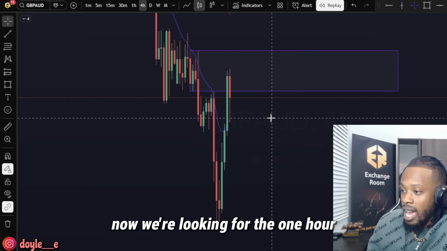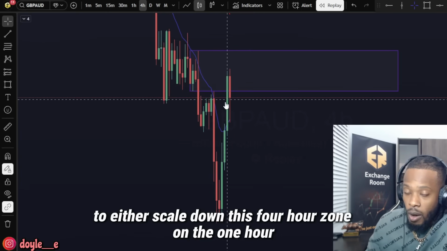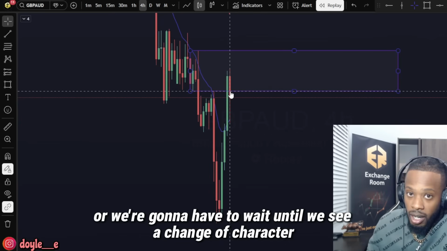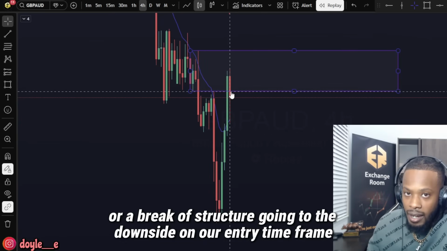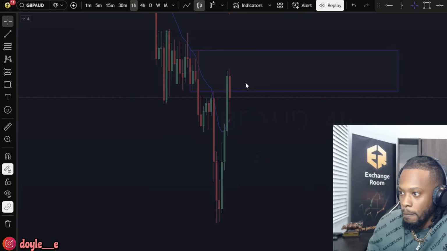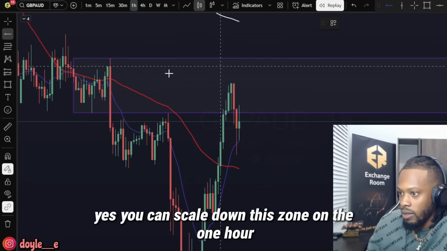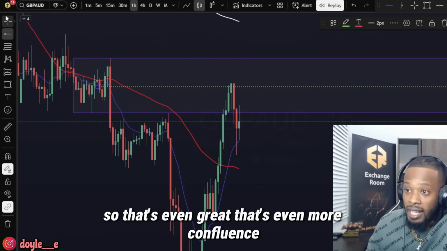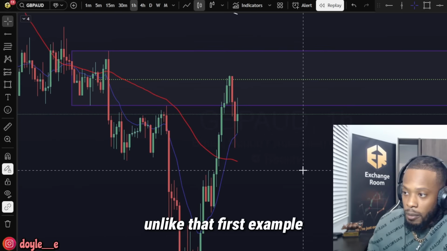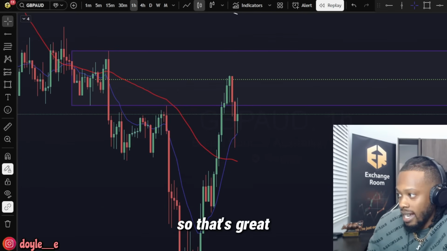Now we're looking for the 1 hour to either scale down this 4-hour zone on the 1 hour, or we're going to have to wait until we see a change of character or a break of structure to the downside on our entry time frame. So let's go to the 1 hour. Yes, you can scale down this zone on the 1 hour, so that's even more confluence. Unlike that first example, this one actually can get scaled down on the 1 hour. So that's great.